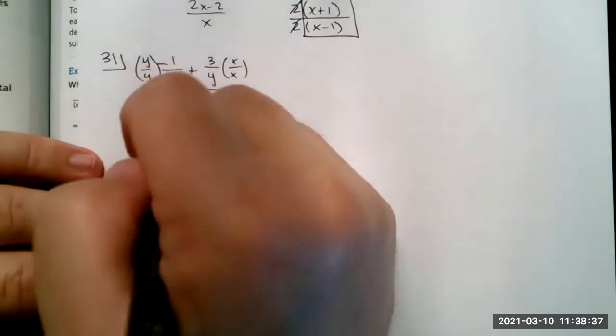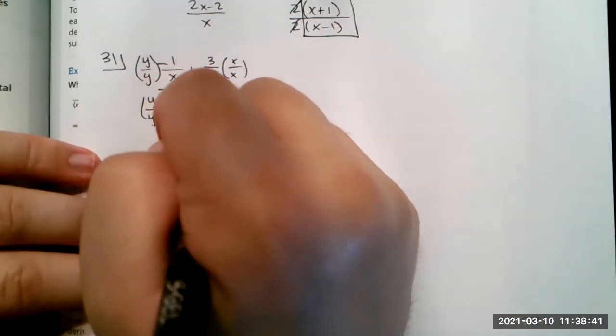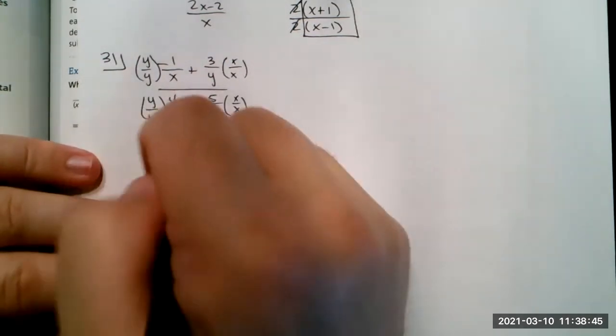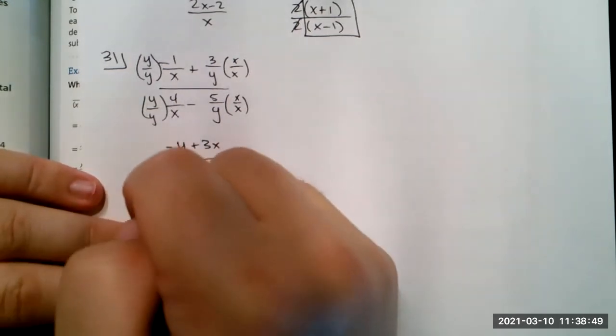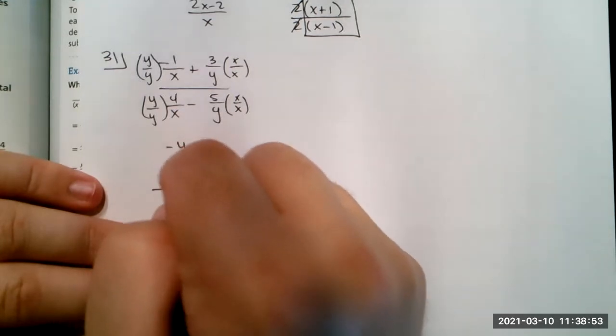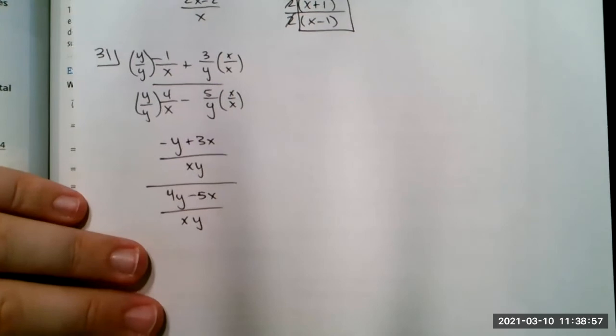Y times -1 is -y. 3 times x is 3x. And then that common denominator of xy. Y times 4 is 4y. -5 times x is -5x. And then that common denominator of xy.